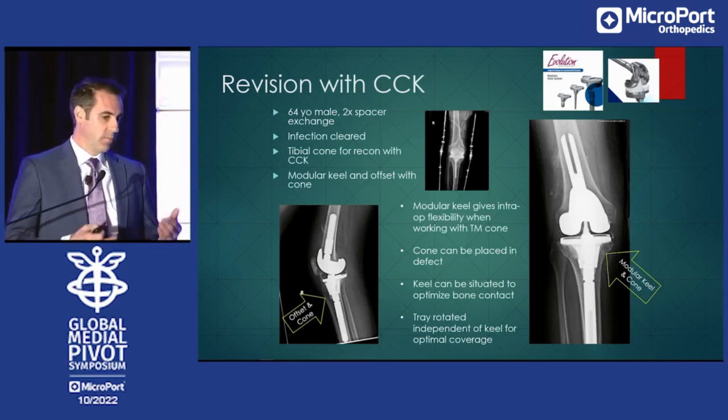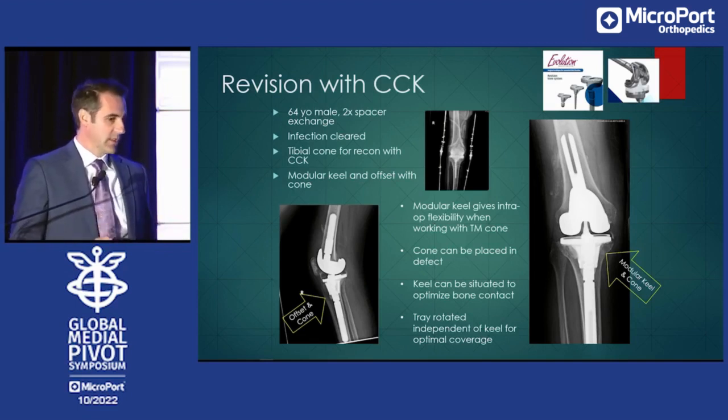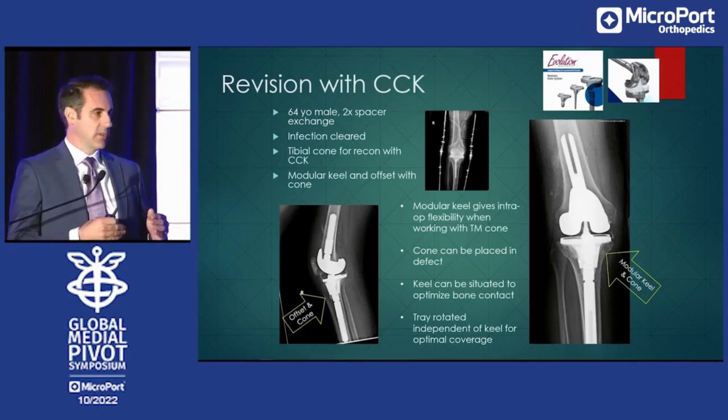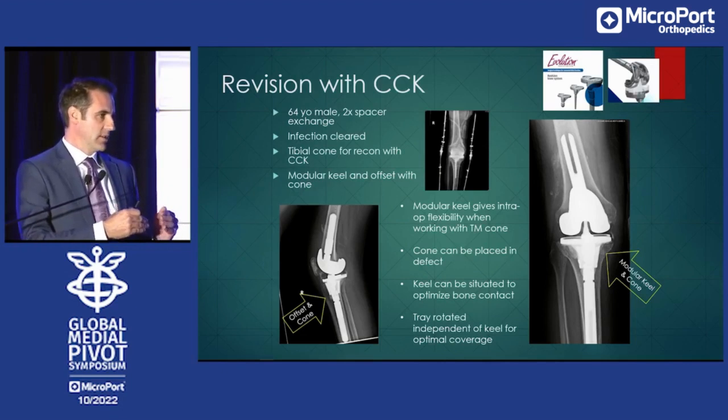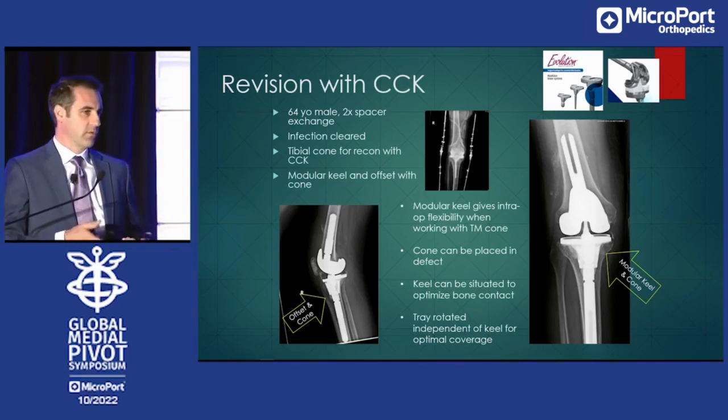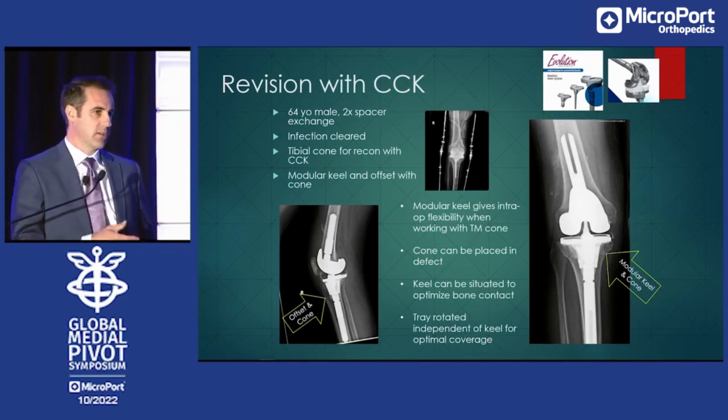And this can help when you have to use a cone. Basically, the way that I've been doing it is I place the cone in the defect where it needs to go, because that's kind of set. I then use the keel and rotate it as much as I can into the bone so that it has the best bone contact. And then the tibia can be placed independent of that to allow maximal bone coverage. So it's sort of a three-step process so that each part of the implant is doing what it should do, and you're not compromising one off of the other.